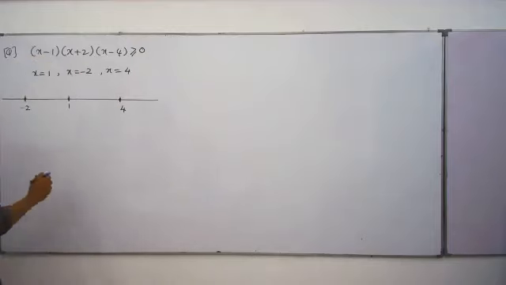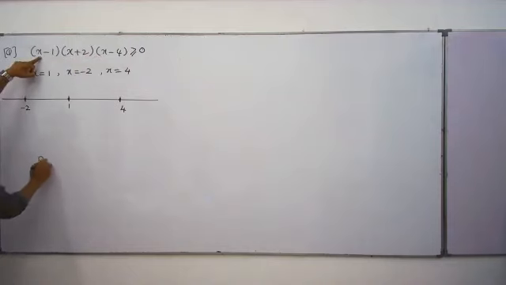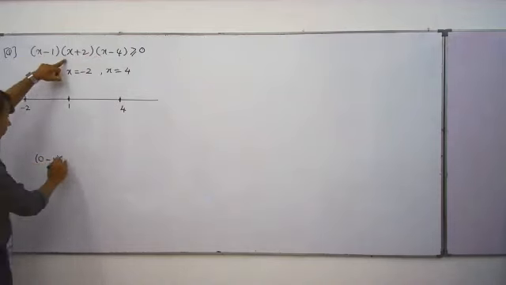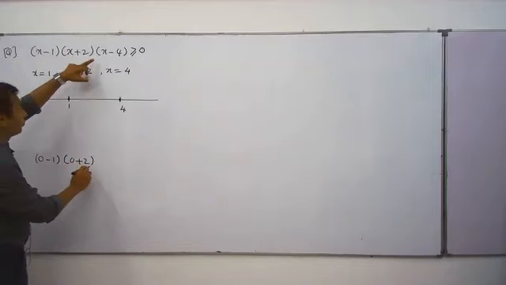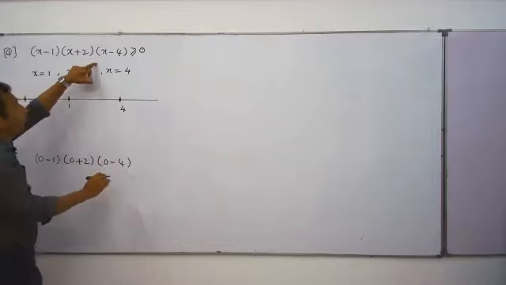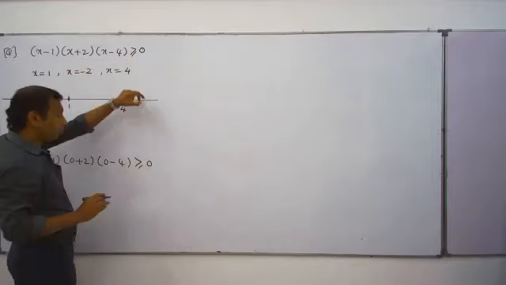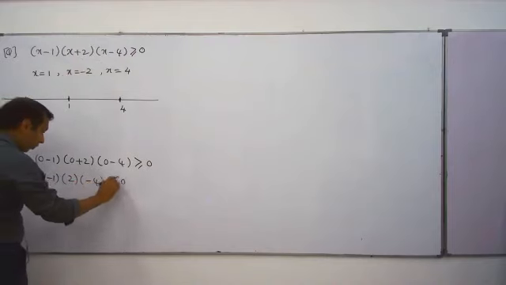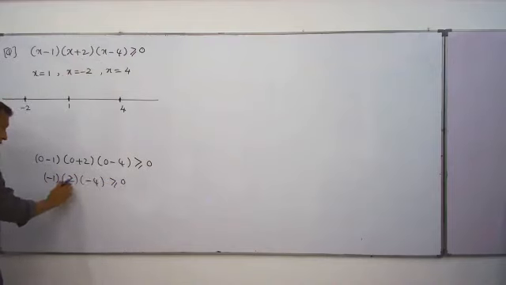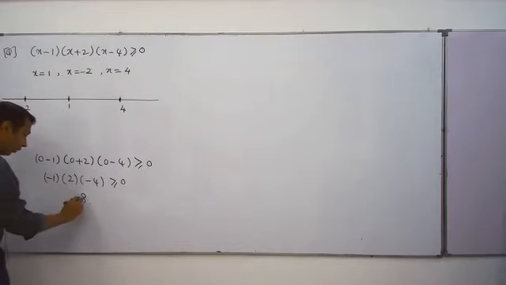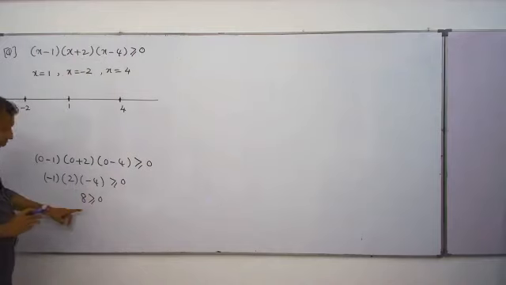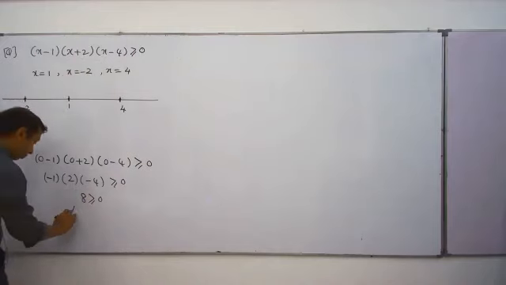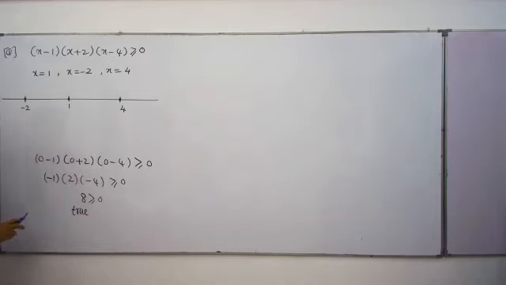So what do you get? 0 minus 1, 0 plus 2, 0 minus 4, greater than or equal to 0. Now simplify this. This is minus 1. This is 2. This is minus 4. Greater than or equal to 0. Minus minus plus. 1 into 2 into 4 is 8. 8 coming as this product, greater than or equal to 0. Is this true, people? Yeah, it is true. Then this region we have to accept.